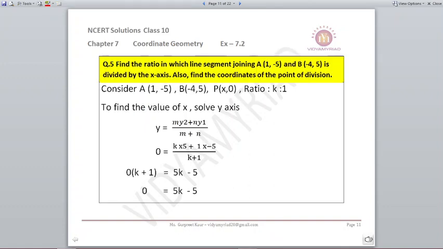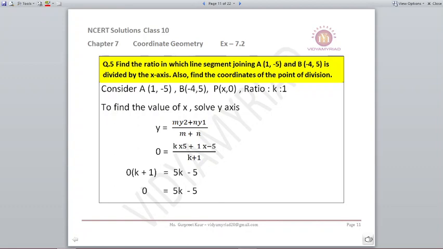Question number 5. Find the ratio in which the line segment joining A (1, -5) and B (-4, 5) is divided by the x-axis. Also find the coordinates of the point of division. Now they are saying it is divided by the x-axis. That means your y coordinate will be 0.